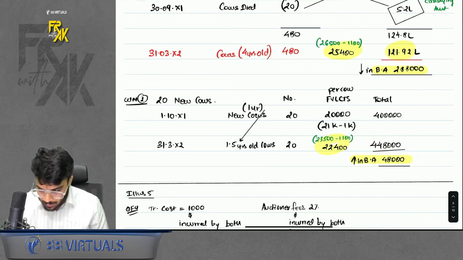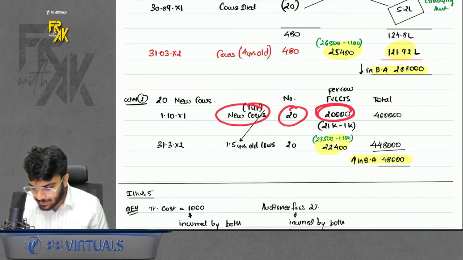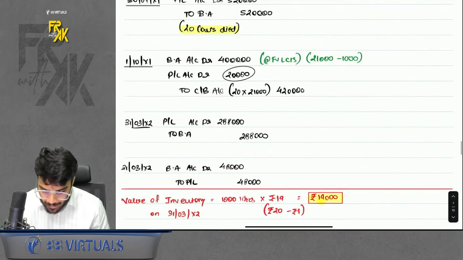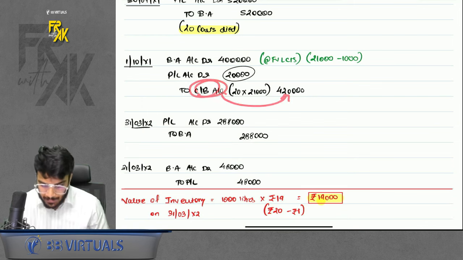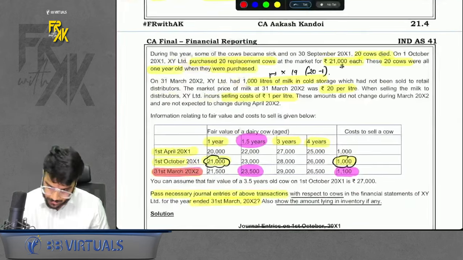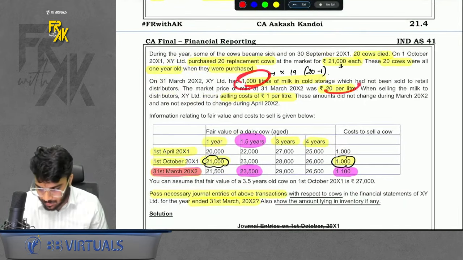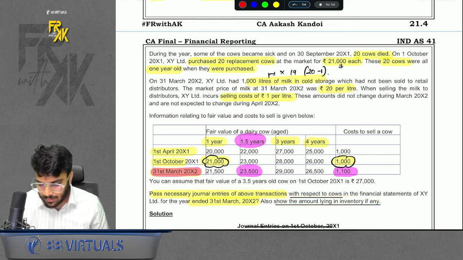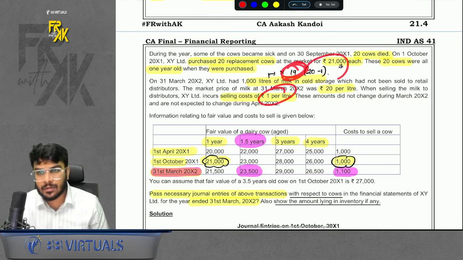Prepare a table. 20 cows, FVL CTS 20,000, total 4 lakhs. So when you pass the entry, you will clearly say how much did I pay? I paid 4 lakh 20 thousand. But at what value will I record? 4 lakh. Difference 20,000 profit and loss. Then you have milk also. For milk only the amount was asked. So 1,000 liters of milk. 19 is the net value because 20 is selling price, 1 rupee selling cost. At 19 you will show it.